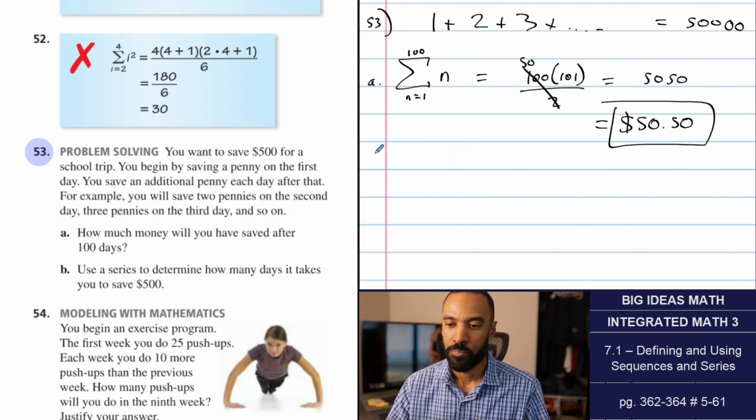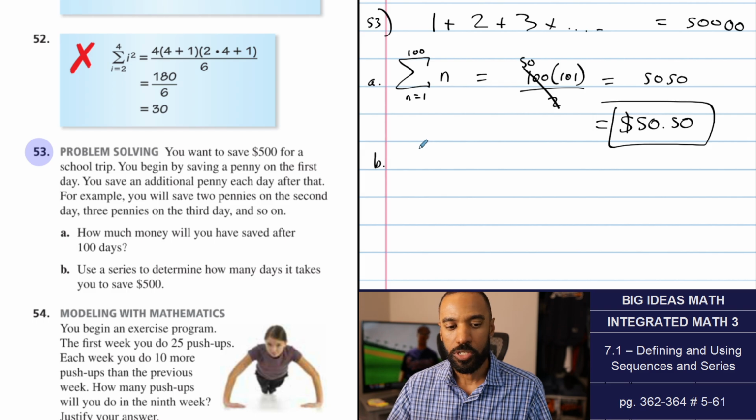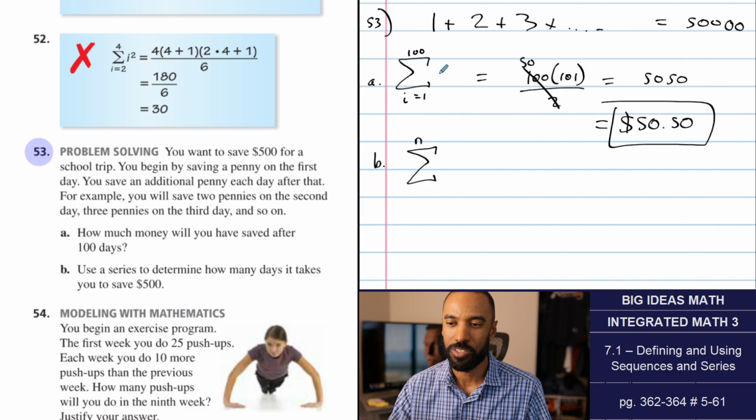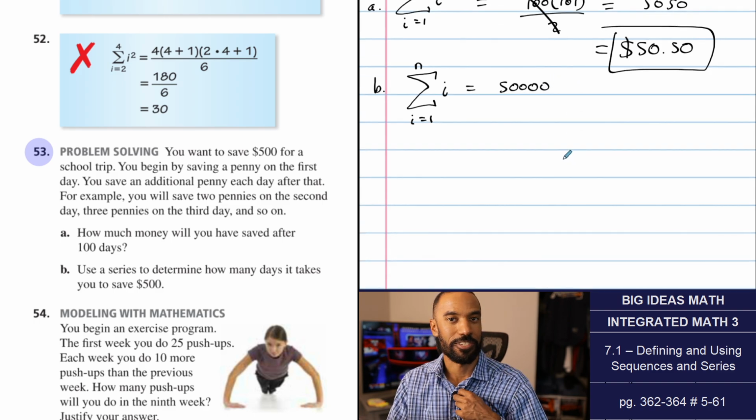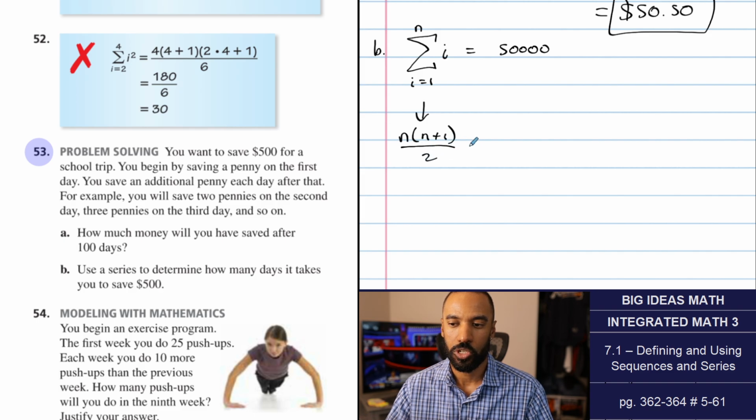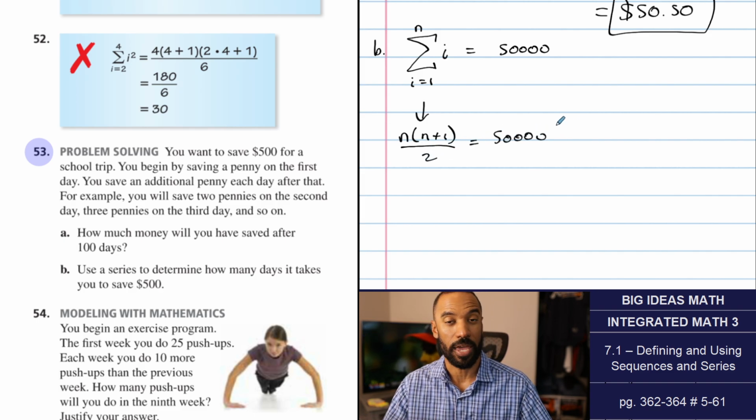Okay. Now part B says, use a series to determine how many days it takes you to save $500. This is where we have to solve for n in this case. Oh, okay, hold on. Let's actually use i, because now I want to call this one n. This is where I get a little messed up for myself. Let's go from i equals 1 to n. For what value of n will this rule give us 50,000 cents, or $500? That's what we're figuring out. So on this side, we can do that formula: n times n plus 1 all over 2, and set it equal to 50,000. This is what we have to solve for.